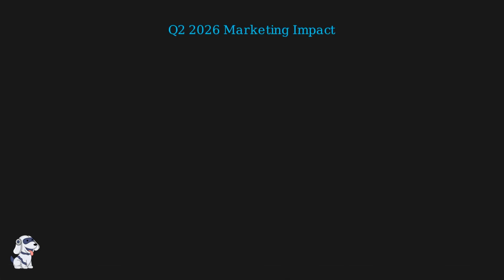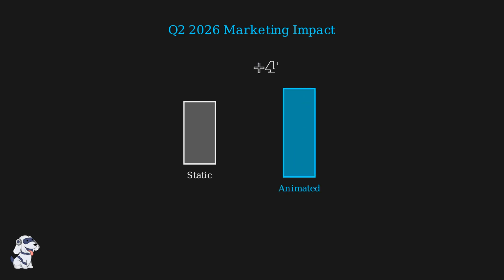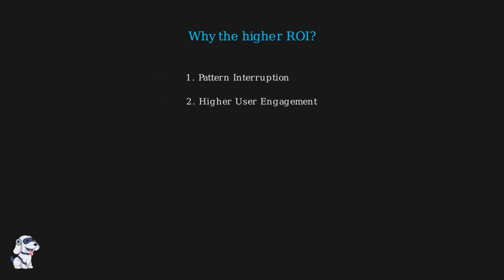By the second quarter of 2026, data revealed that cinematic photo animation significantly transformed ad performance. Ads featuring these animated photos achieved a 42% higher click-through rate compared to their static counterparts. This performance boost is driven by pattern interruption, deeper user engagement, and a more modern, premium brand perception.